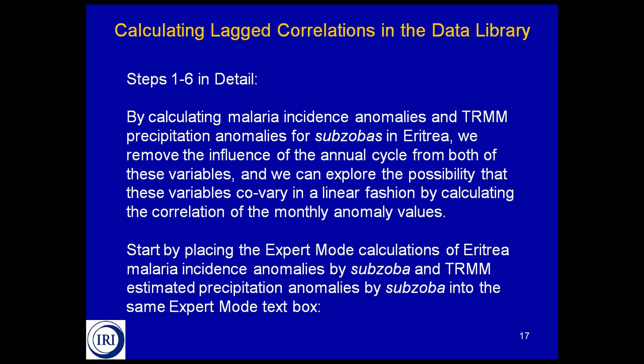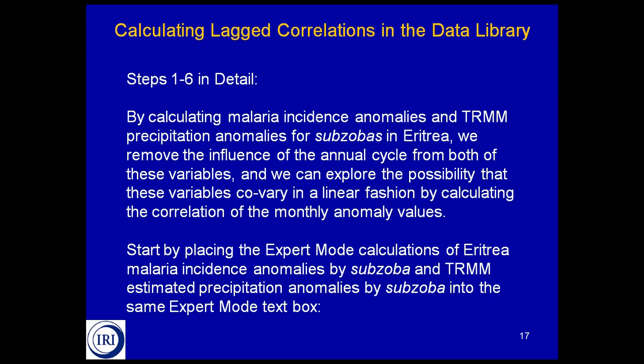So by calculating malaria incidence anomalies and TRIM precipitation anomalies for subzobas in Eritrea, we're removing the influence of the annual cycle from both of these variables. And so we can explore the possibility that these variables covary in a linear fashion by calculating the correlation of the monthly anomaly values. The reason we want to calculate the anomalies is that there may be a lot of correlation between two variables simply because they follow the same or a similar annual cycle. And so we're not so interested in the influence of the annual cycle itself. We're really more interested in how the two variables might covary in terms of their anomalies, or how they might covary in terms of differences from the annual cycle.